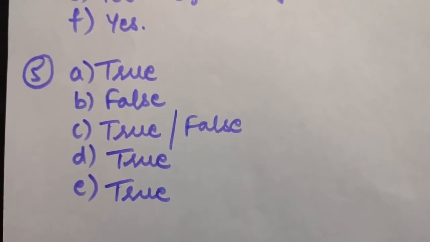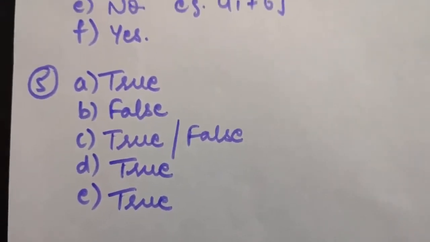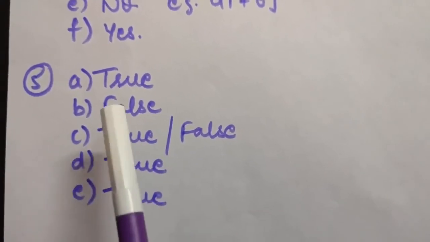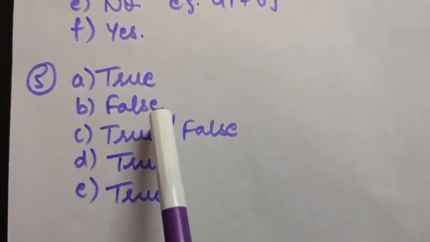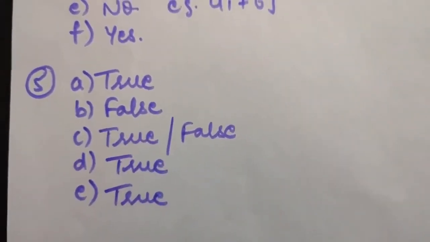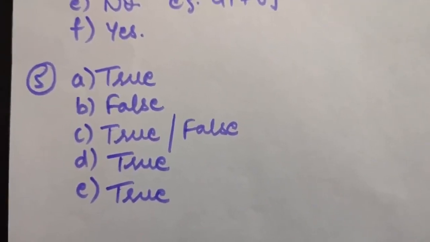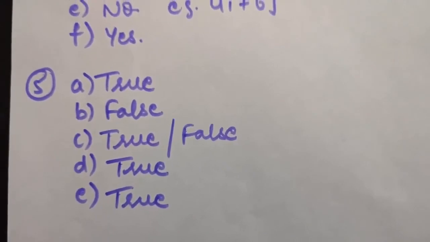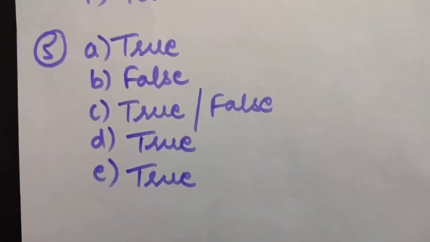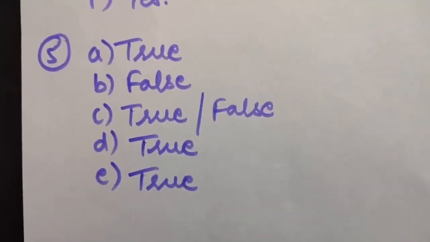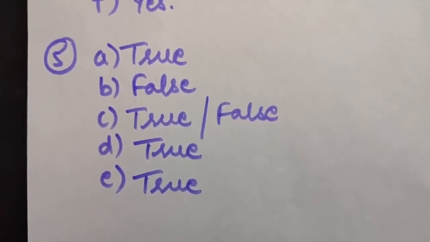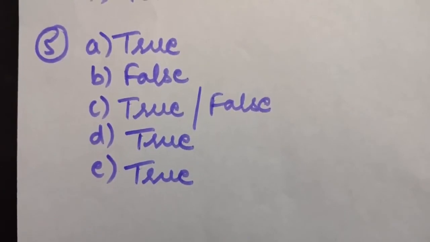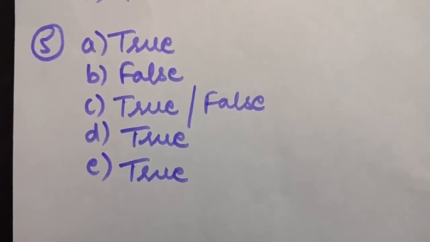So this is true. B says each component of a vector is always a scalar. This is false, because whenever you resolve any vector, the components of that vector are always a vector quantity. For example, x is equal to 2i cap plus 4j cap. Now here 2i cap is a component of x, but that is also a vector quantity.